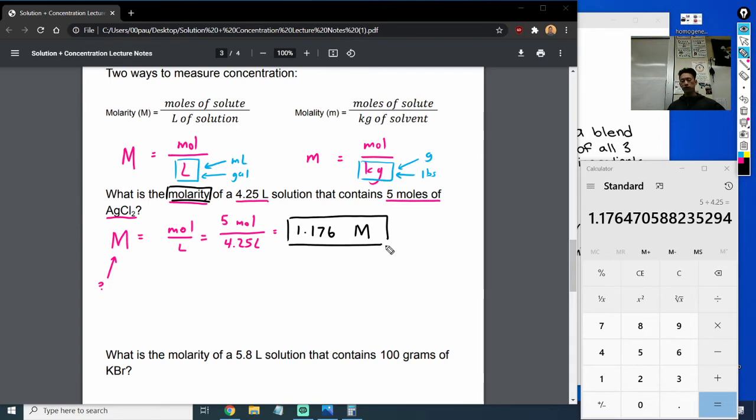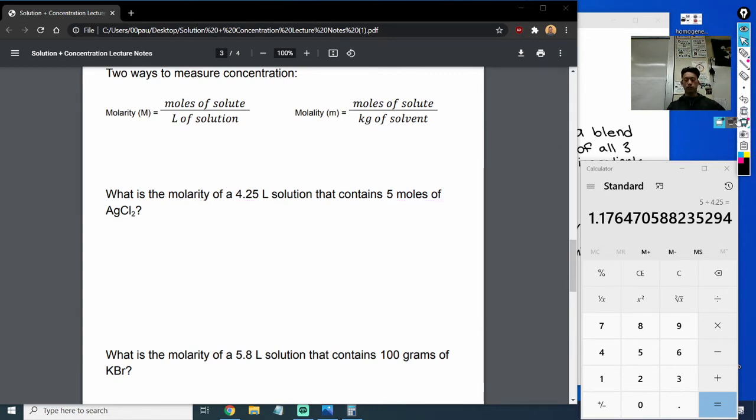Okay, pretty easy. All you have to do for these problems is just plug and chug into the calculator. Now, it's going to get a little bit trickier than that, but that's a good introduction into the problem. So let's move on to the next problem.